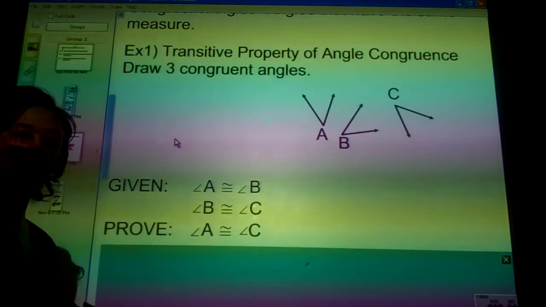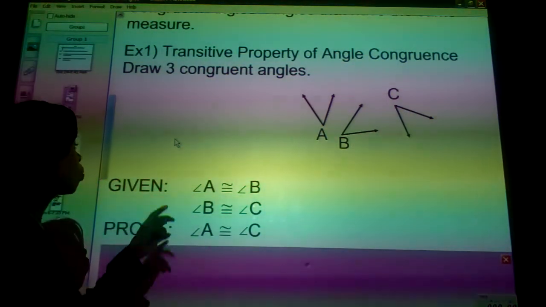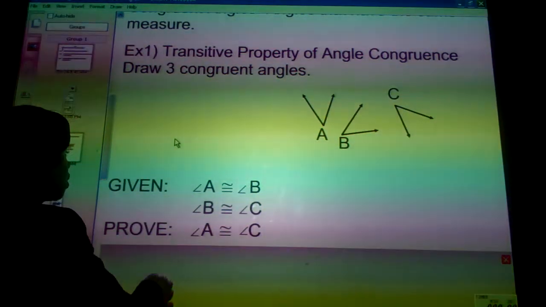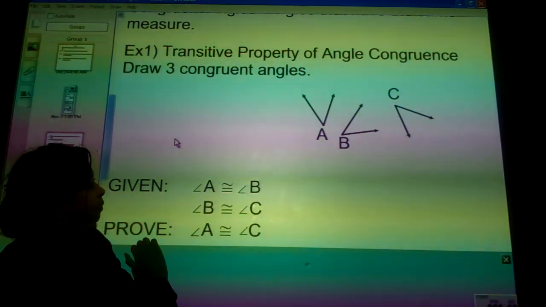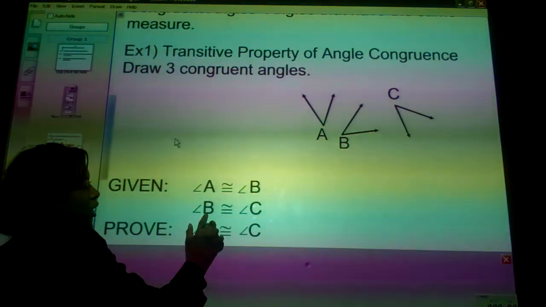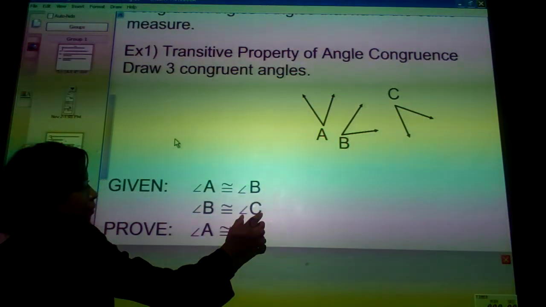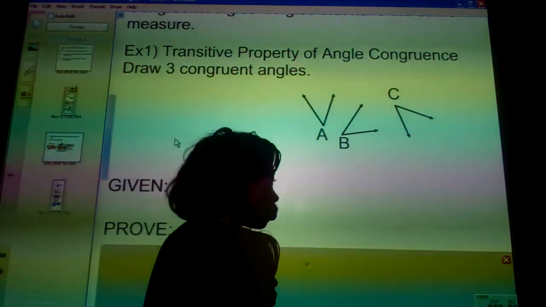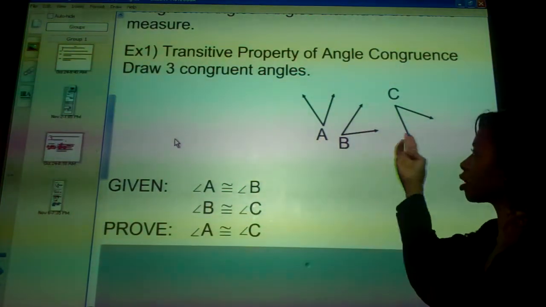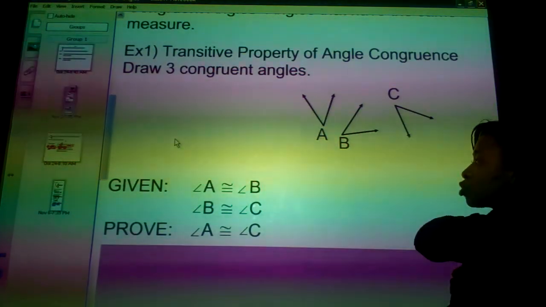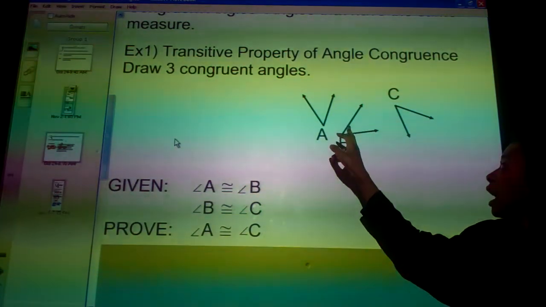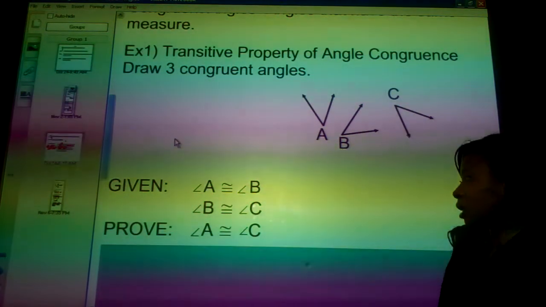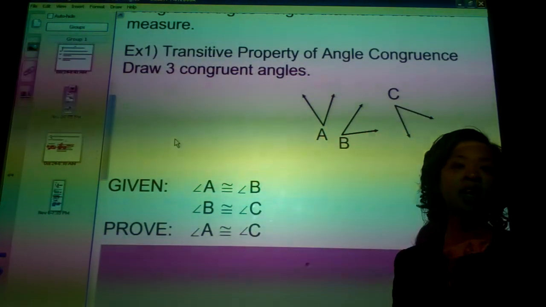Now step 1, what's the first thing we do? We write what's given. What's given is that angle A is congruent to angle B. We're also given that angle B is congruent to angle C. And when we write the given, we must also draw the diagram, which is drawn for us. Angle A is congruent to angle B is congruent to angle C. Okay? Now, that's step 1.